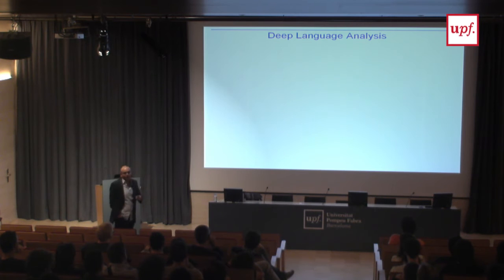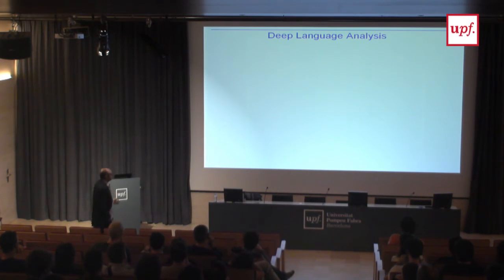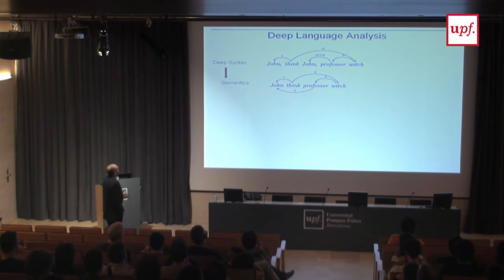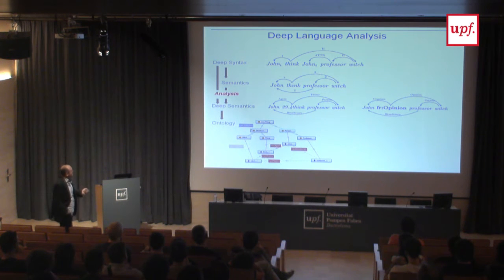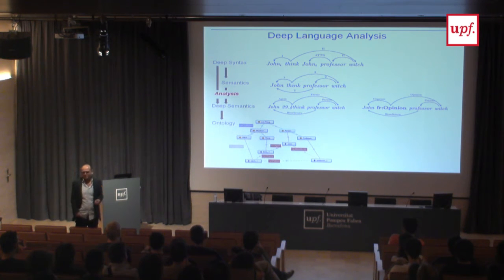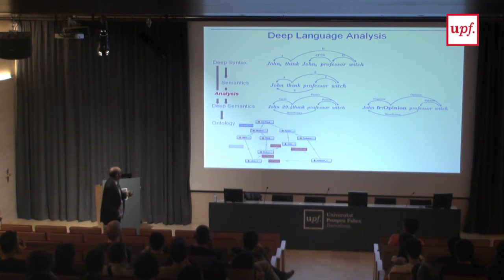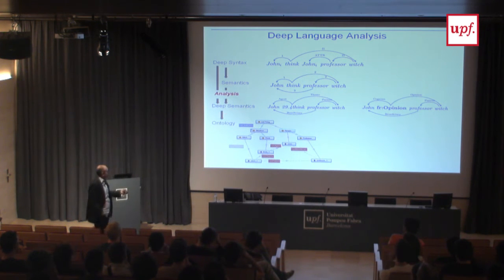Okay, so from parsing, there is only one step to language analysis. That is what we want to do here, or what we're doing here, which is to go from deep syntax down to an ontological representation. In between, we have semantics. This is a standard predicate argument structure, nothing else. And here, deep semantics.